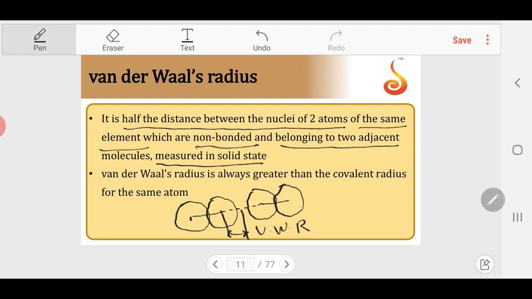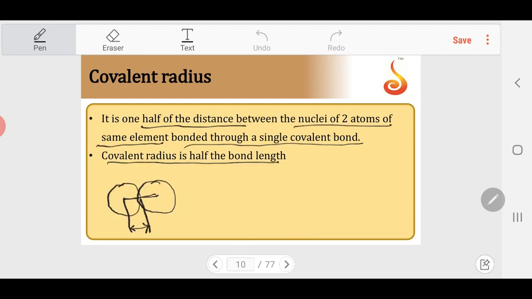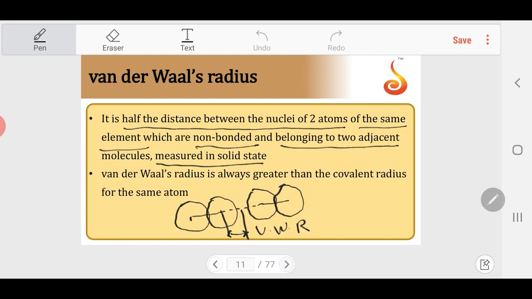So generally you can see very clearly in the previous figure, this is the covalent radius, which is half of the bond length, where electron clouds are partially merged, and here the electron clouds are separated. There is a small distance separating the two atoms. So van der Waals radius is obviously greater compared to covalent radius because these are non-bonded atoms.